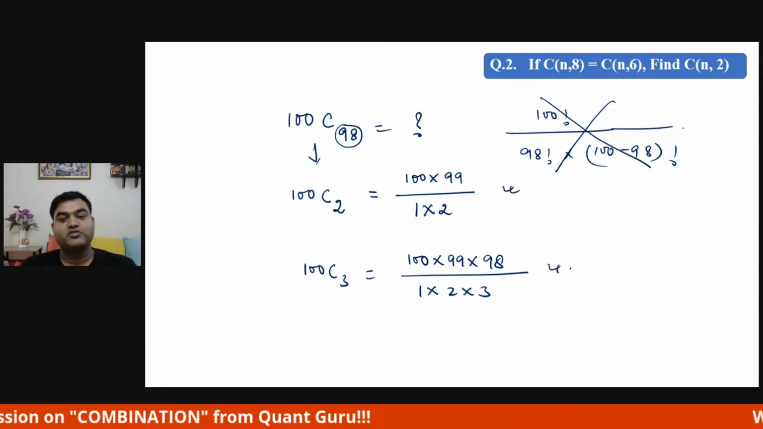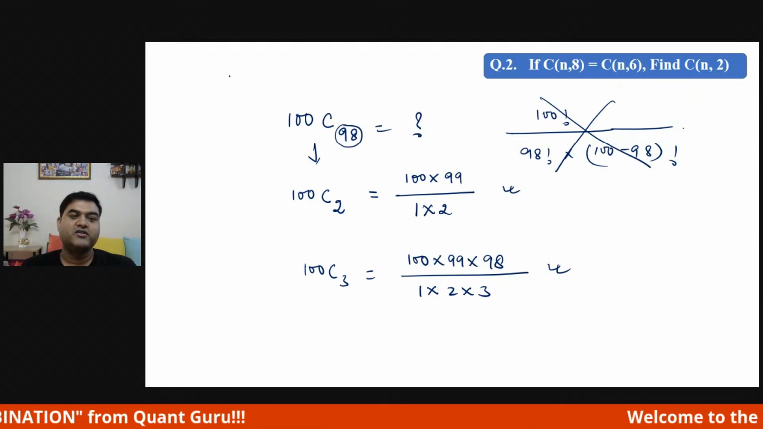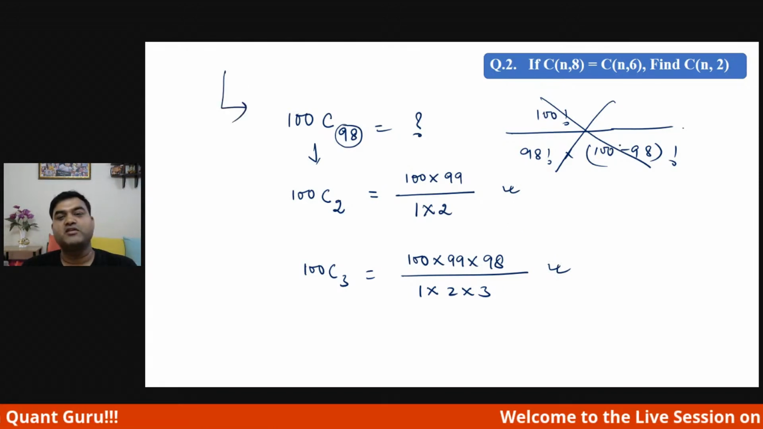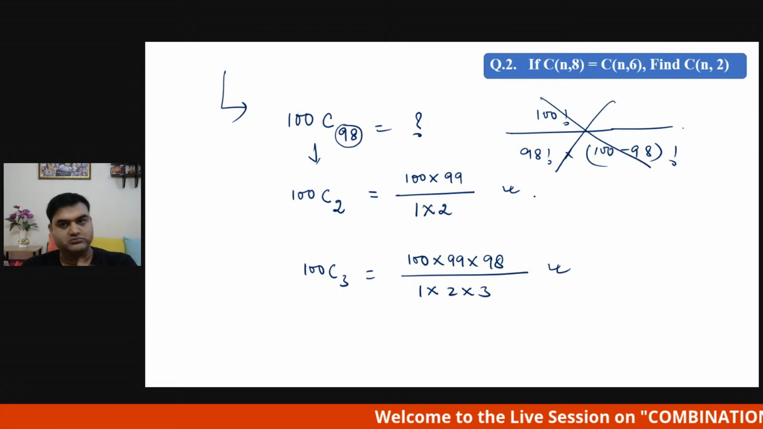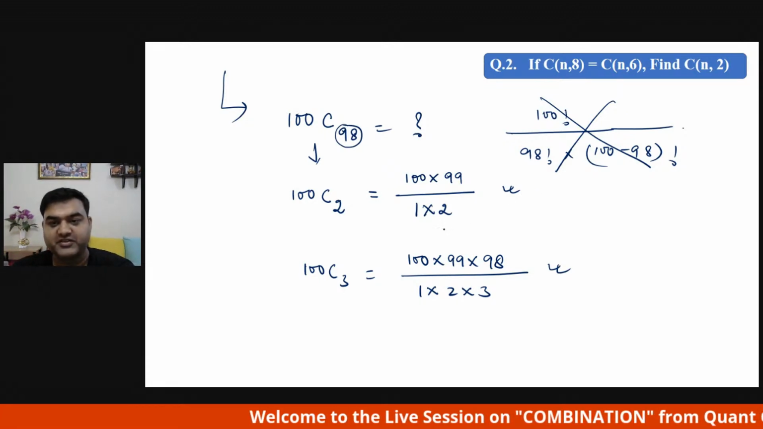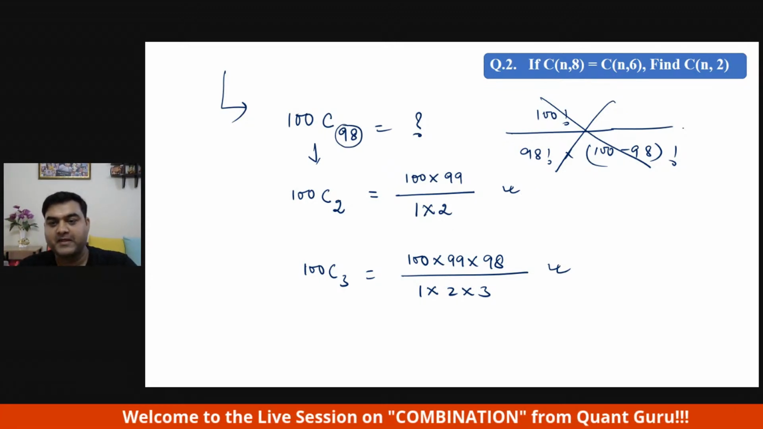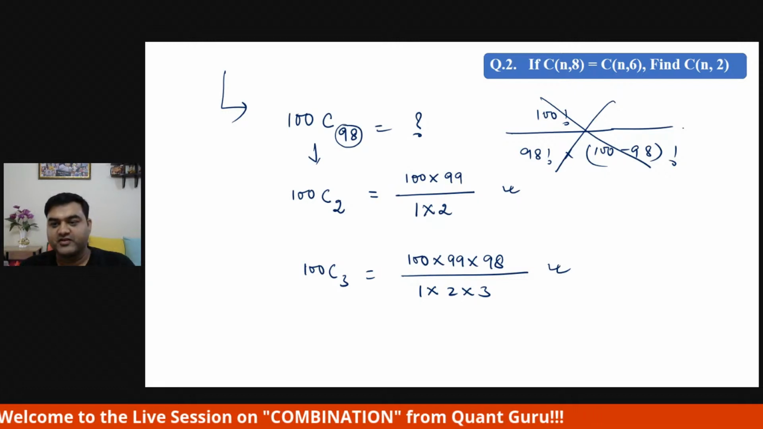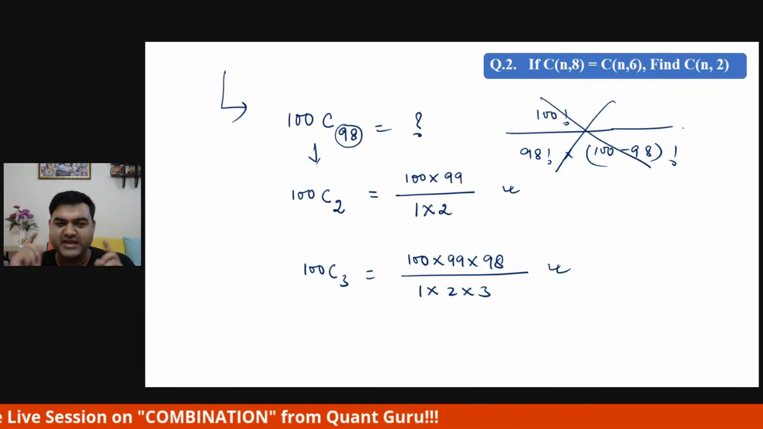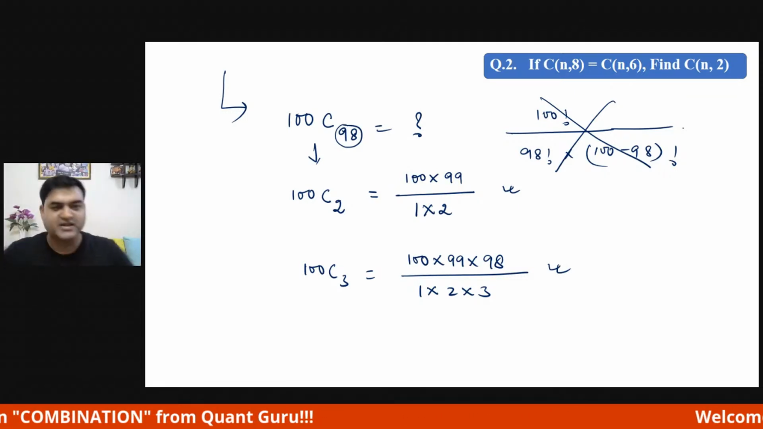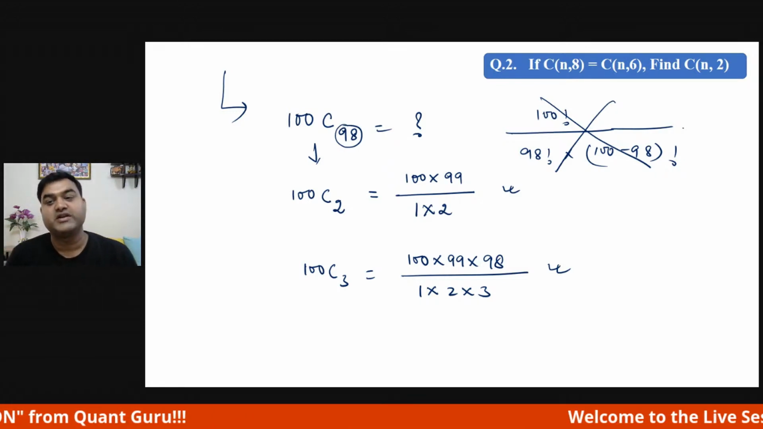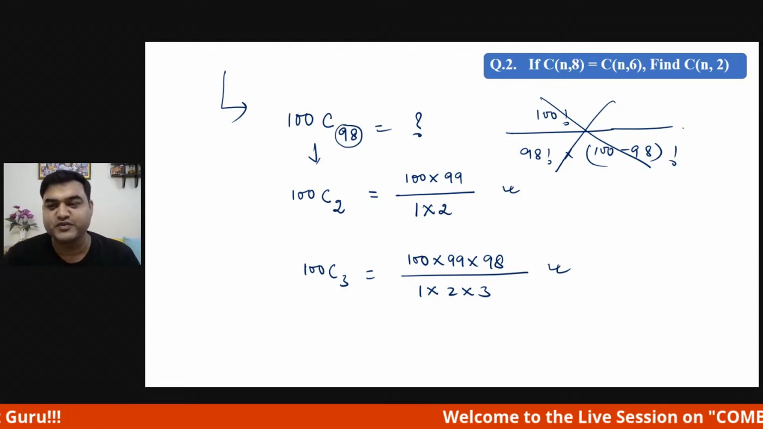So hope you understood how to find the value of a combination whenever it is given. Got it? Please let me know if any problem is there. Please let me know if you have any problem with this. I'll repeat it. I don't mind repeating unless you understand, because ultimately it is for you, right?